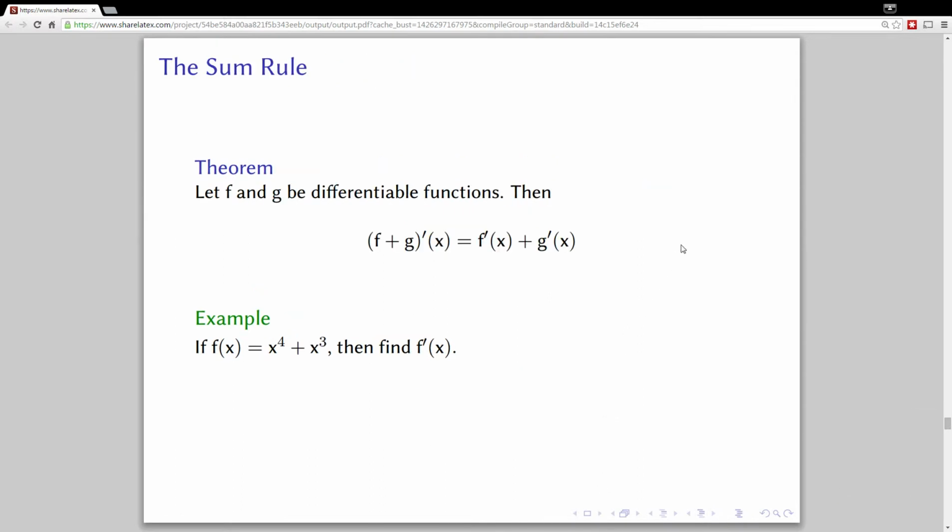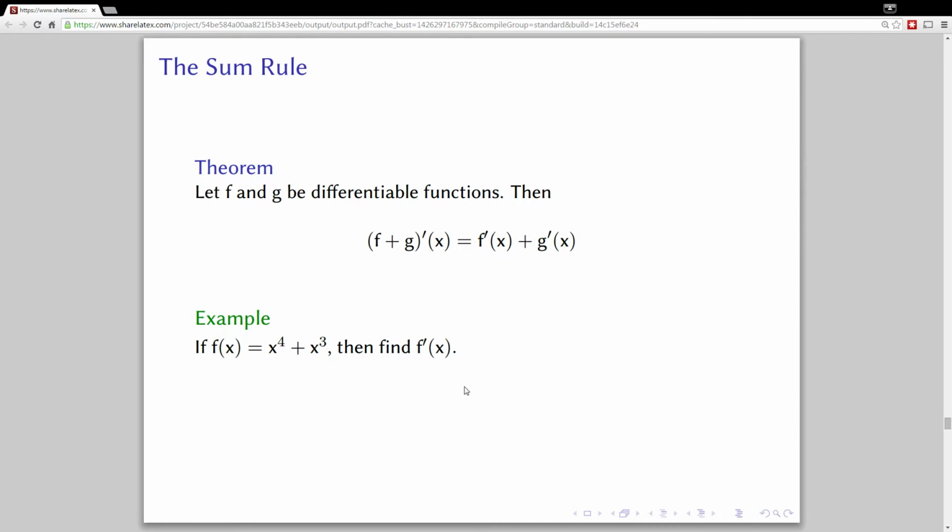Next up, we have the sum rule. Okay, and the sum rule says let f and g be differentiable functions. If I want to take the derivative of f plus g, all I've got to do is take the derivative of f and then add the derivative of g. So that's about as nice as you can possibly get. It makes sense, it seems like that's the way that it should work.